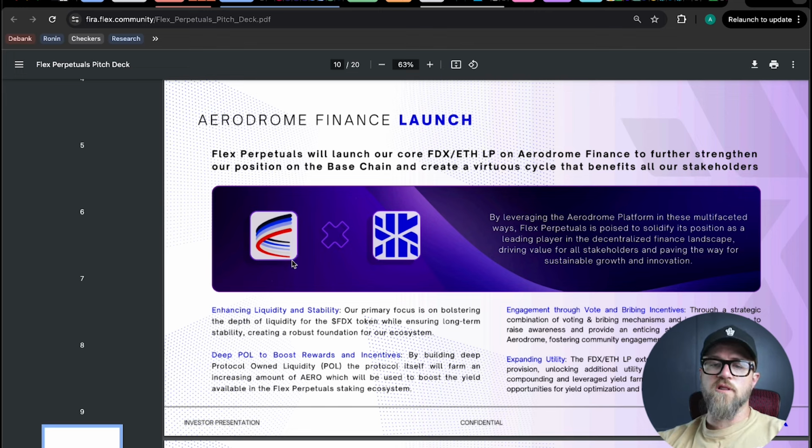This is huge, and a huge part of the marketing effort. Aerodrome Finance will launch the FDX token, and there will be a perpetual. We'll launch our core FDX-ETH LP on Aerodrome Finance. If you know anything about Aerodrome and how big they are on the Base chain, if you pop on a new token on that, people will buy it up because of the LP opportunity. And that is a huge marketing opportunity, especially if they're bribing well on the Aerodrome space.